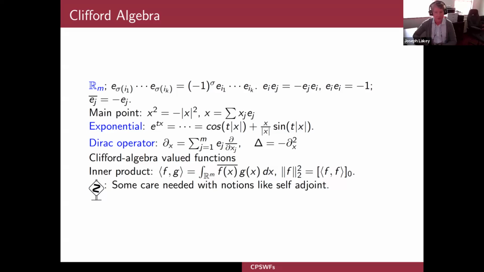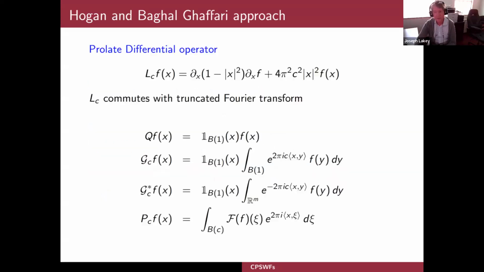Okay, there are some things you have to be careful about because of non-commutativity. If you take Clifford algebra valued functions, you can define an inner product, but the inner product is not a scalar. It's a Clifford number, an element of the Clifford algebra, but you can take its scalar part. And if you take a Clifford algebra valued function and you do this conjugation and you integrate that times itself, you get the norm squared, which is the scalar part of the inner product of a Clifford algebra valued function f with itself. Okay, that's about all of the Clifford algebra that we need for what comes next, without going into the details.